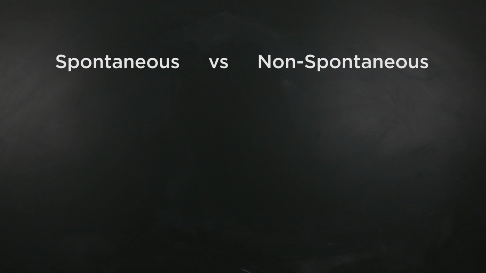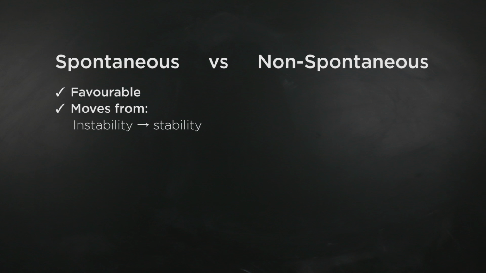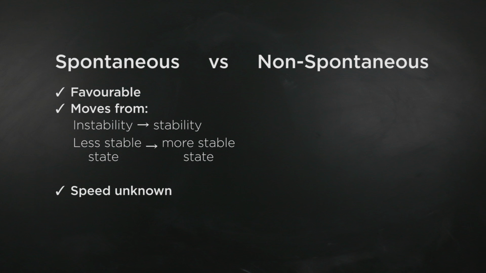non-spontaneous. In thermodynamics, spontaneous means favorable. A favorable scenario is when a system moves from a state of instability to stability, or from a less stable state to a more stable state. Remember, the fact that a reaction is spontaneous does not tell us anything about its speed. It could be fast or slow.